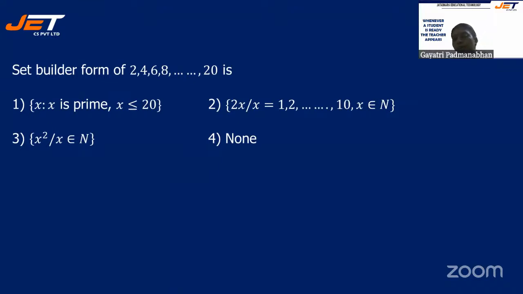Set builder form of 2, 4, 6, 8 and so on till 20 is dash. First one, x such that x is prime, x is less than or equal to 20. Second one, 2x such that x is equal to 1, 2 and so on till 10, x is an element of n. Third one, x square such that x is an element of n. And the fourth one, it is none.